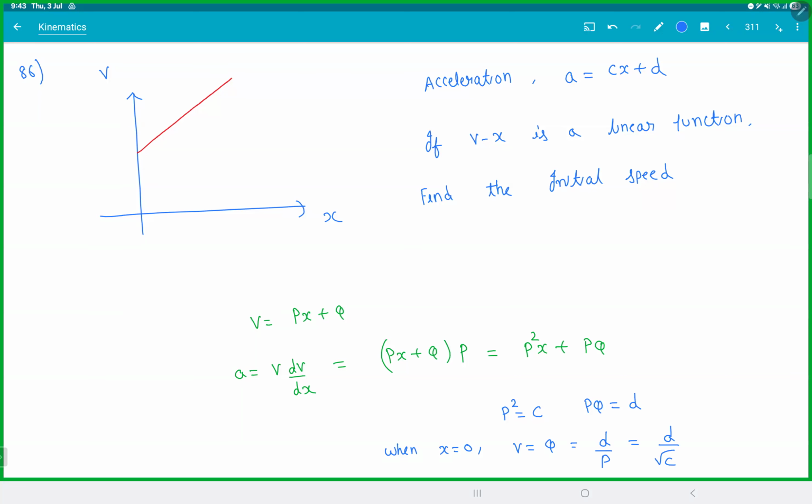Is that making sense? Since the velocity is a linear function, it is nothing but px plus q. If you differentiate and use v dv by dx, I'll get acceleration. But you already said this acceleration is nothing but cx plus d. So if you compare the coefficients, p square is c and pq is d. At x is equal to 0, velocity will be initial velocity. V becomes equal to q. So q is d by p and p is root c. Any doubts on this? Easy stuff. Yeah, right, Utsa.